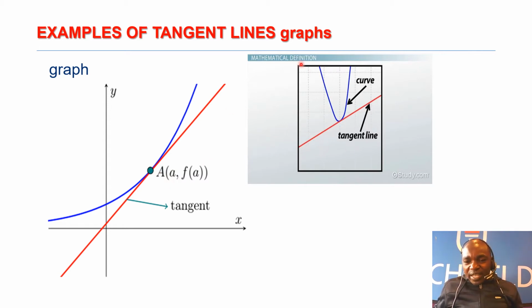If you check my second graph, I also have a curve in blue and a line that touches that curve at a single point, and this line also is a tangent line. So using the definition of limits, you should be able to calculate the slope of a tangent line as well as the equation of a tangent line.